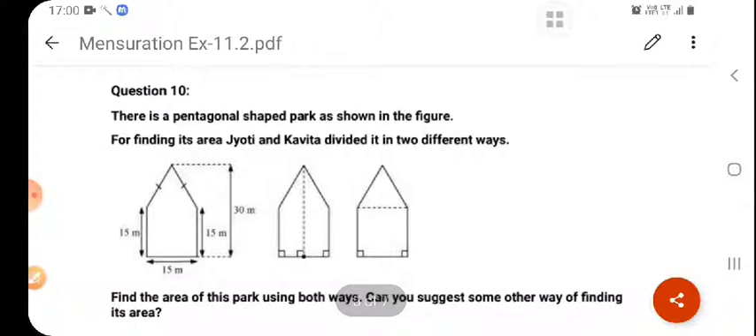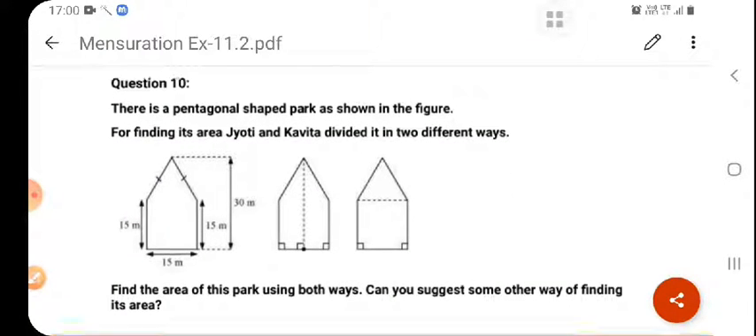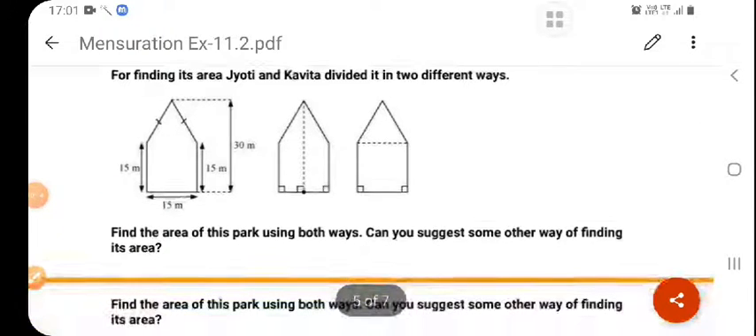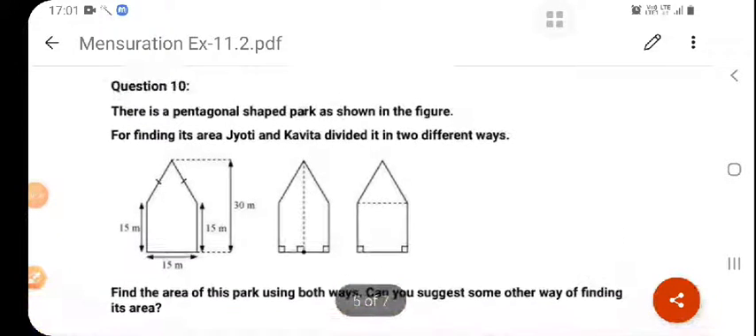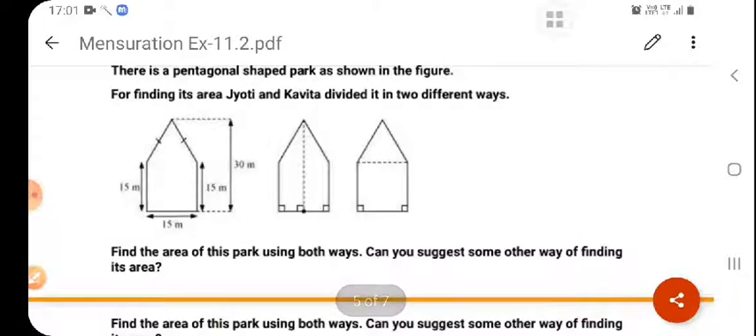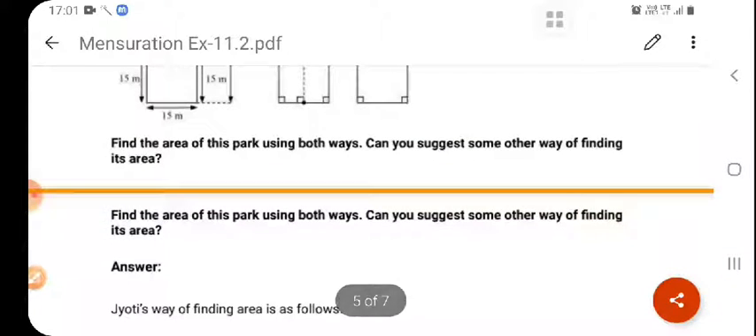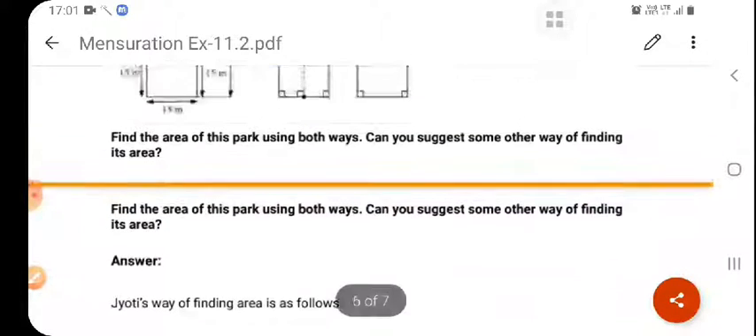Question number 10. There is a pentagonal shaped park as shown in the figure. For finding its area, Jyoti and Kavita divided it in two different ways. Find the area of this park using both ways. Can you suggest some other ways of finding its area?